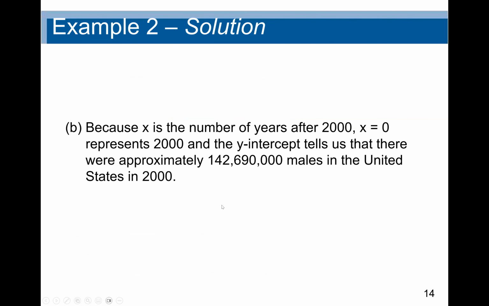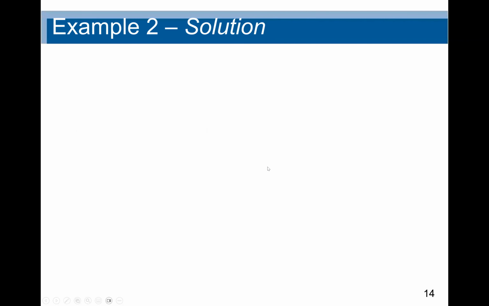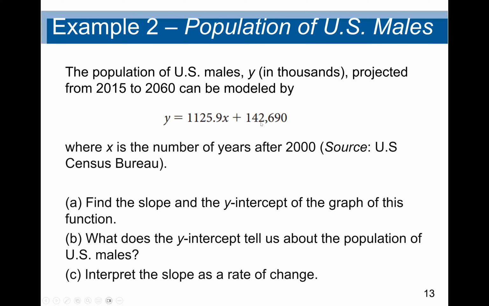So we already talked about the A. B means because x is the number of years after 2000, x equals 0 represents 2000. And the y-intercept tells us that there were approximately 142,690,000. Again, the values here are in thousands, so this will be 142,690,000. So this means when x equals 0. And based on the question, we say x is the number of years after 2000.